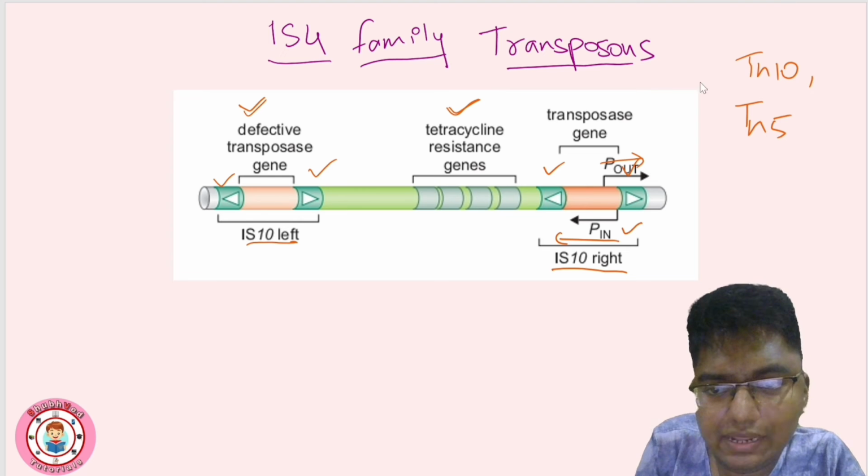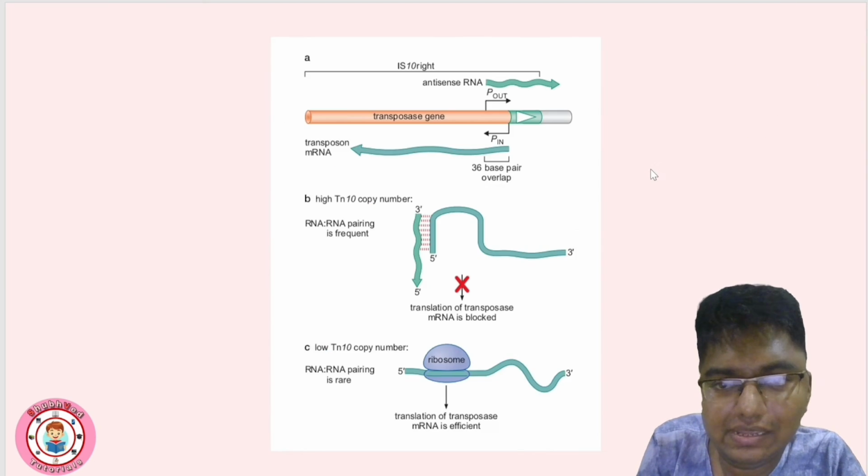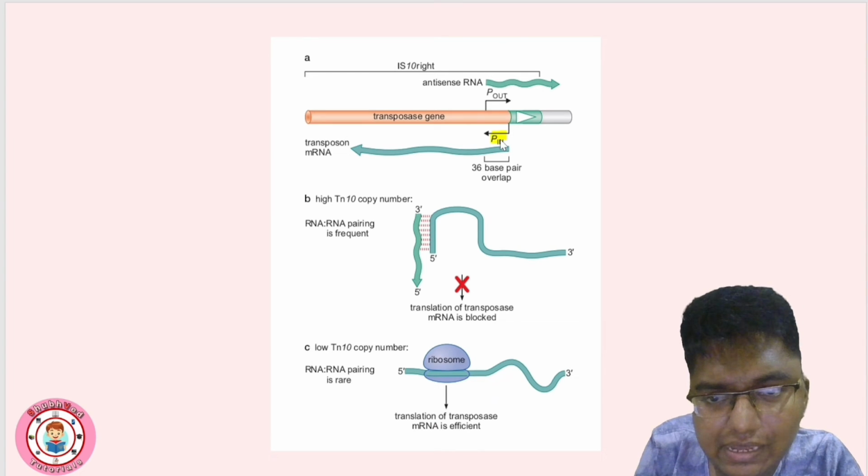Now, why is this P in and P out? What is this exactly? Let's see. It is basically a regulation. See here, P in this direction, right? So what happens? The transposase gene will be produced. Okay, transposon mRNA.